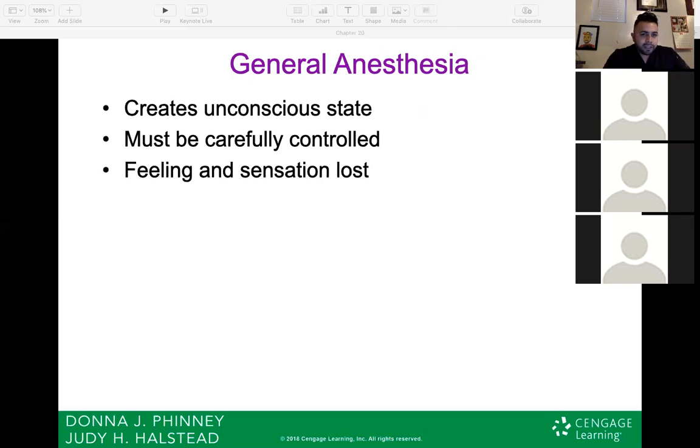With general anesthesia, this creates an unconscious state or a deep level of sedation. The patient's vital signs must be closely monitored, and it's usually done by either an anesthesiologist or an oral surgeon. And the patient will be on a ventilator for the duration of the sedation, so they have to be intubated for general anesthesia. General anesthesia alters and depresses the patient's central nervous system, and the patient will lose all feeling and all sensation while they're under GA.